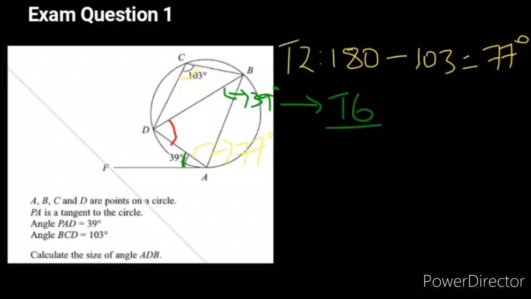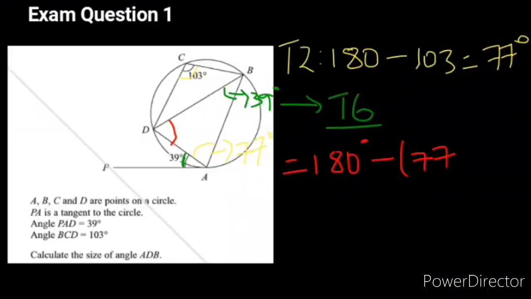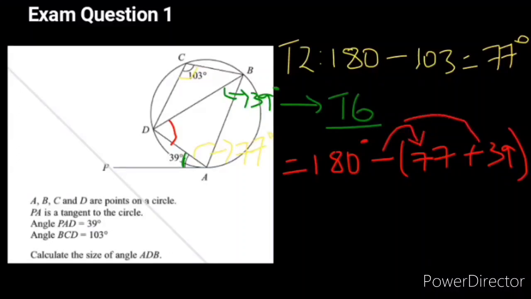Theorem 6, sorry. Looking again, we know that we have a triangle right there. We know two of the angles. We need to find one more. We know the interior angles of a triangle is equal to 180. So 180 minus the two other interior angles, which is 77 plus 39 degrees. That will equal our angle which we are trying to find, which is ADB.